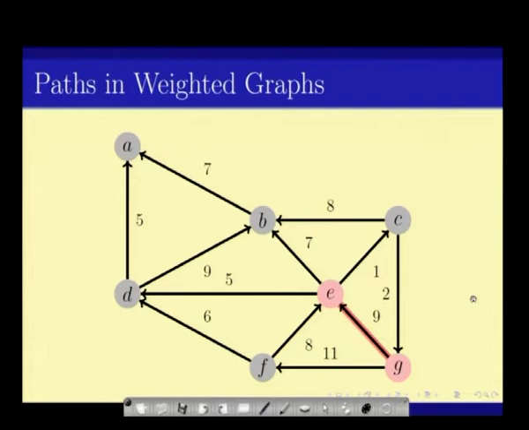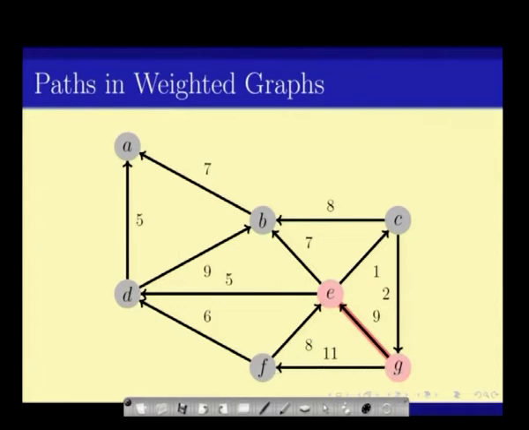Let us take E, and I claim that the distance of E from G is just 9. Why? If there exists some other path, say this path, which is shorter than this path, since I am looking at only positive weights, then this edge must have been less than this edge, in which case we would have chosen this edge first.